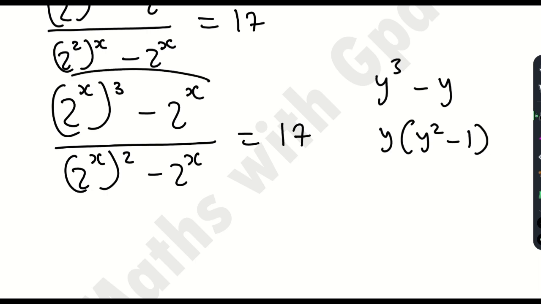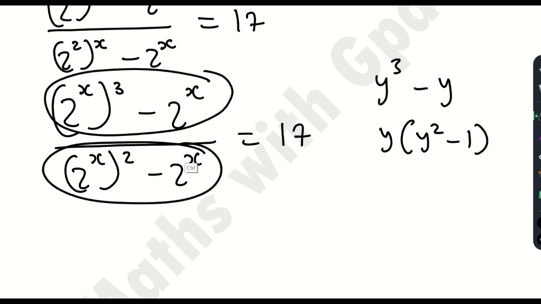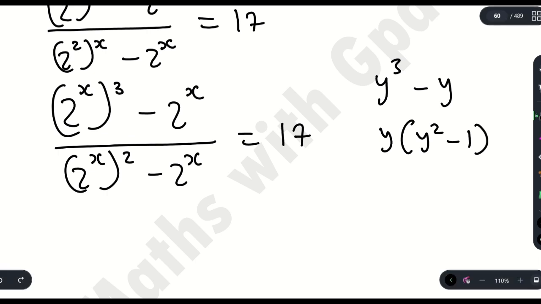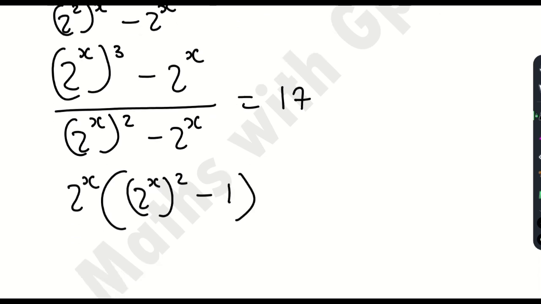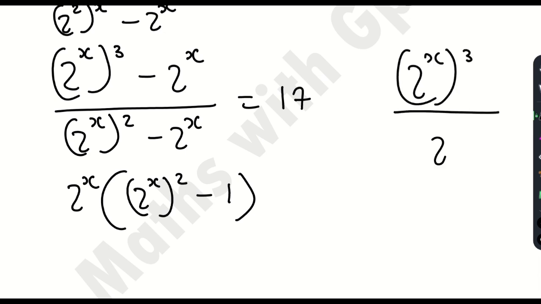So let's factor out 2 raised to the power of x here and here as well, since they are common when you compare the two terms. So I'm going to have 2 raised to the power of x, open a bracket, 2 raised to the power of x squared minus 1. I hope you know why I'm having squared here, because if you bring out 2 raised to the power of x from this, or let me just show you what I did. If you have 2 raised to the power of x all raised to the power of 3 divided by 2 raised to the power of x.